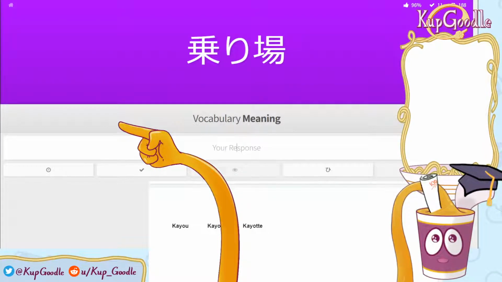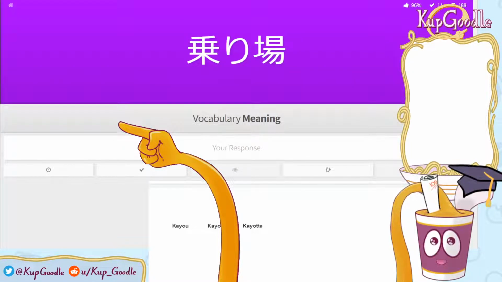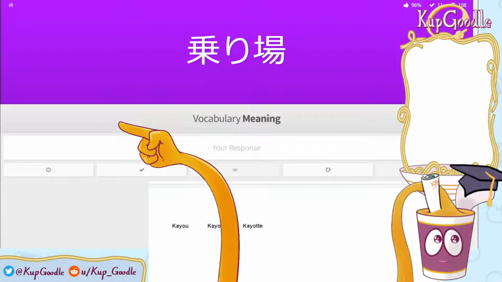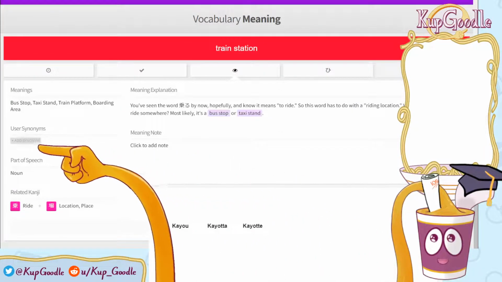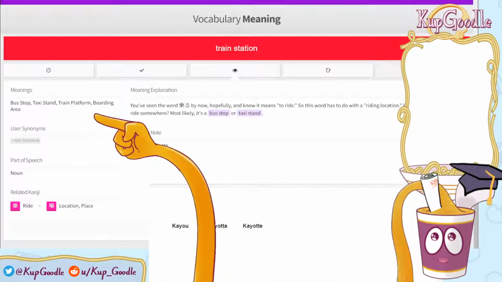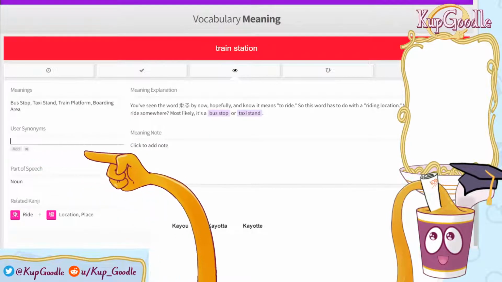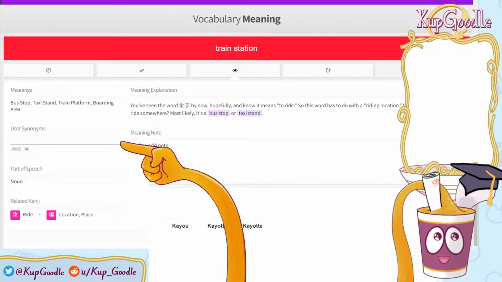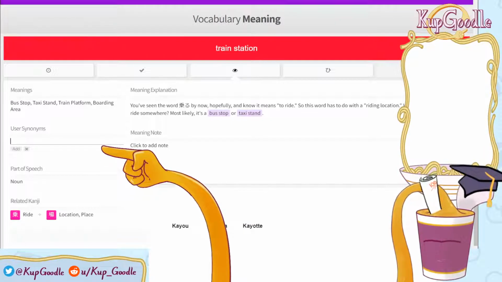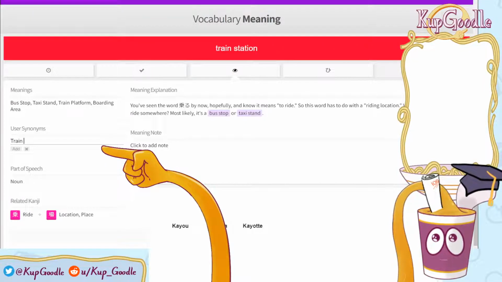Noriba. That's to ride. A ride place. A ride place, noriba, is like a train stop or a train station or a bus stop or a bus station, like the place where the riding place stops. So let's go with a bus stop. Let's see if train station counts. Apparently it does not. Bus stop, taxi stand, train platform. We're gonna add boarding area. I know that it doesn't mean the whole station. That is true. But when I say train station, I was thinking of the platform. I had forgotten what that word was.